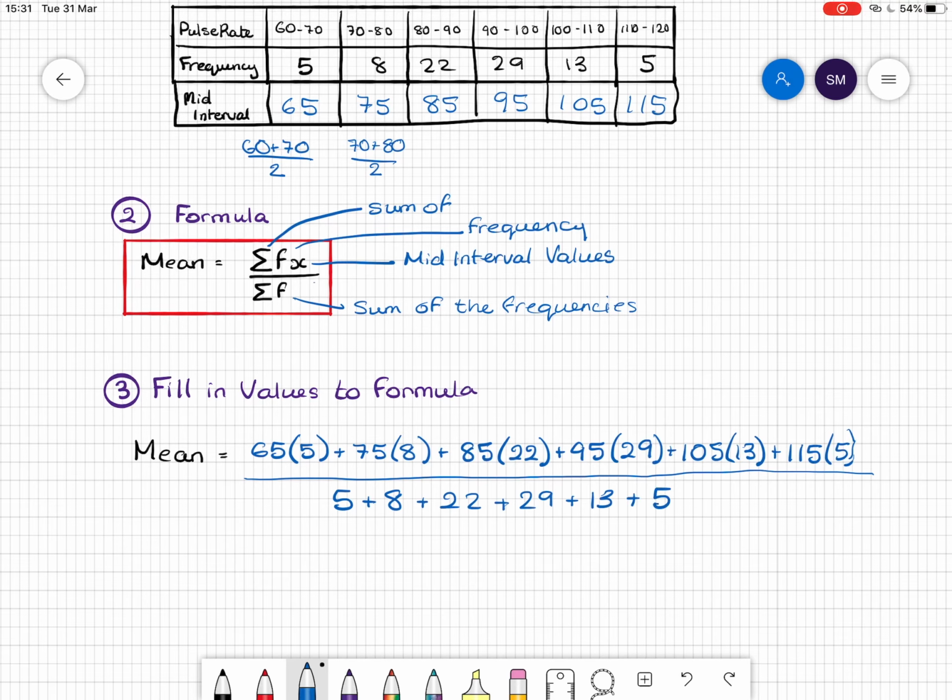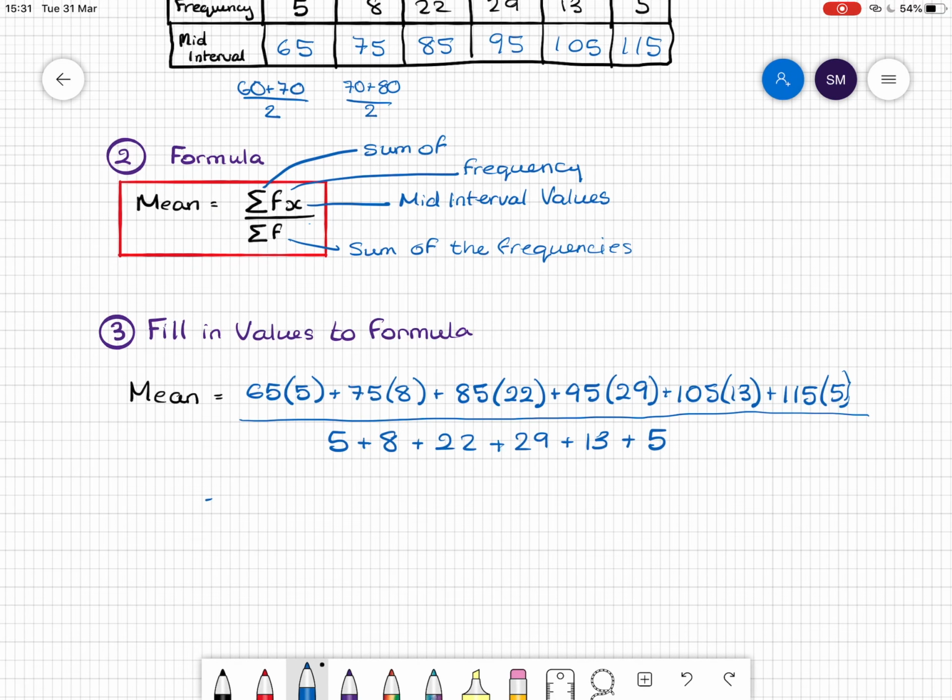So now what we need to do is tidy this all up. So what we're going to end up with on our bottom, when we add up all our frequencies, is going to be our 82. So that's the sum of the frequencies, which matches what our formula says, the sum of the frequencies in the bottom. And then on the top, when we multiply 65 by 5 and 75 by 8 and so on, and add them all together, we're going to end up with 3,745 on the top. So that is the sum of the frequencies multiplied by their mid-interval values.